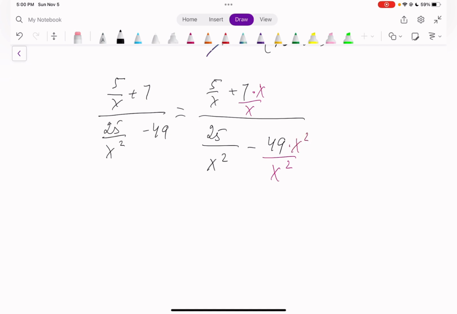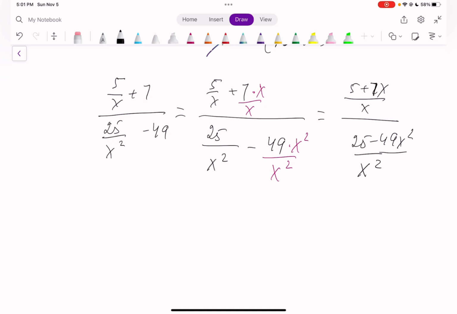And what do we get here? I'm getting x, and here I have 5 plus 7x. Here I have x squared and 25 minus 49x squared. Pay attention. 25 minus x squared is going to be a squared minus b squared, right? 5 minus 7x, 5 plus 7x. Okay, this is 7x, yeah, precisely.